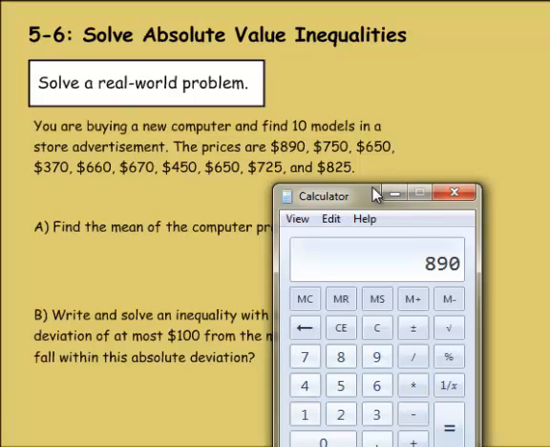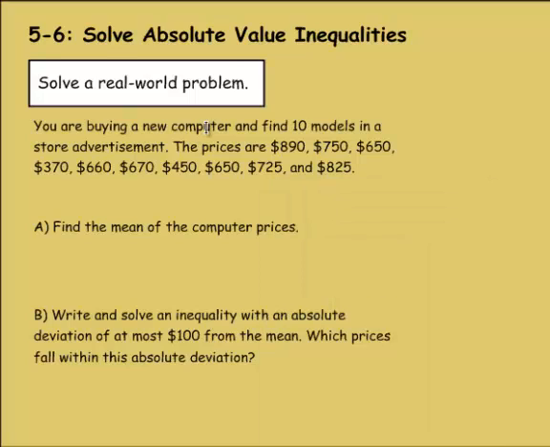So 890 plus 750. So I got 6,640, and I divide by 10, $664. So it says write and solve an inequality with an absolute deviation of at most $100 from the mean. Which prices fall within this absolute deviation? Absolute deviation means how far it can deviate or be from 664. So at most $100. So you can't spend $100 more and you can't spend $100 less.